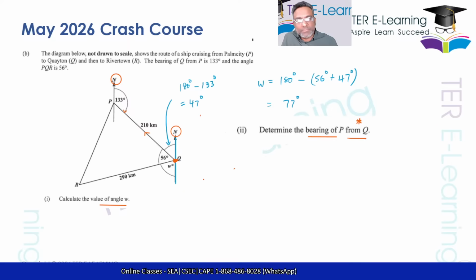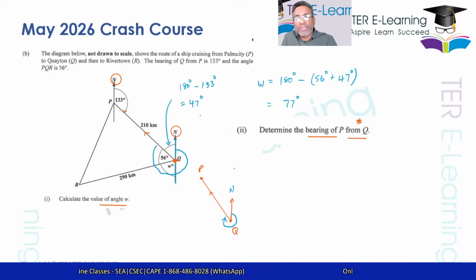Okay? So really and truly, this is what you have here. If I can draw it here for you, this is P. This is Q. This here is your north line. So we're trying to head to point P. So think about how we define a bearing. If you want the bearing of P from Q, it means they're asking for this angle here. If I look at the diagram, the angle that they want is all of this. That's the bearing that they're looking for here.